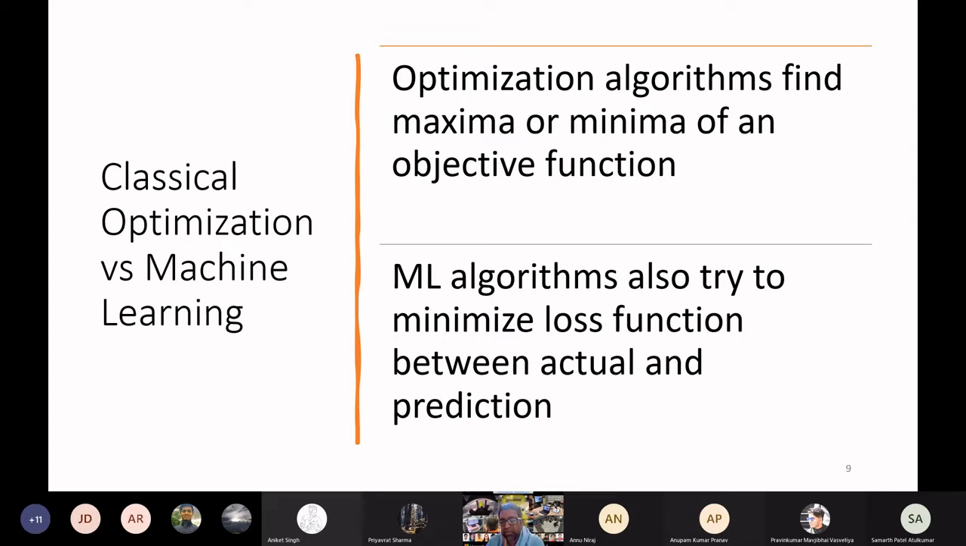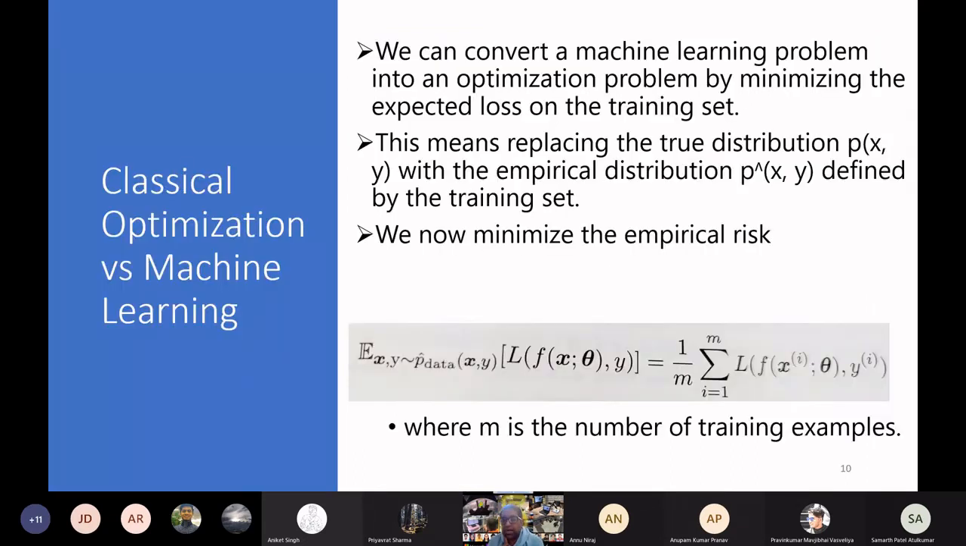In machine learning algorithms also, as we already saw for fitting a straight line or the backpropagation derivation, we try to minimize the loss function between the actual and the prediction. So in both classical optimization and machine learning, we try to find the extremum point of a function. In optimization problems, we call it the objective function. In ML algorithms, we call it the error function. Now we can readily convert a machine learning problem into an optimization problem.